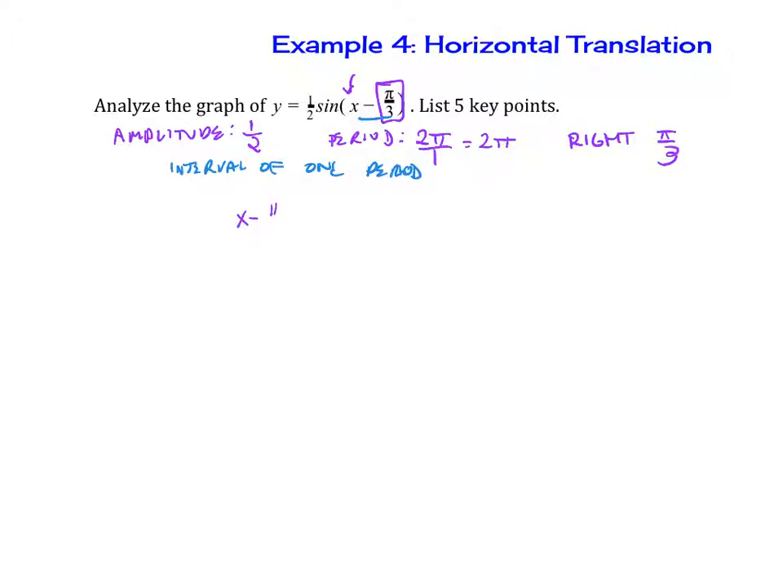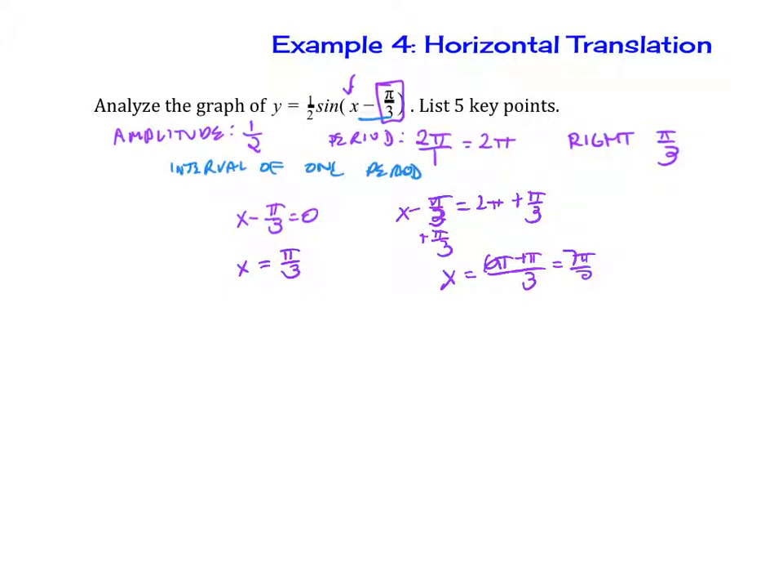x minus pi over 3 equals 0. And so we know here this is going to be equal to pi over 3. That's the furthest left. Then on the right, x minus pi over 3 has to equal 2 pi. So we add pi over 3 to both sides. And then we need a common denominator. So this is times 3, 6 pi over 3 plus pi over 3. That's going to be 7 pi over 3. So the interval that we're going to look at is between pi over 3 and 7 pi over 3.